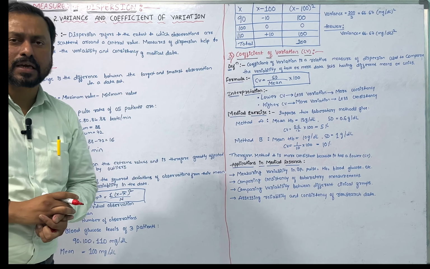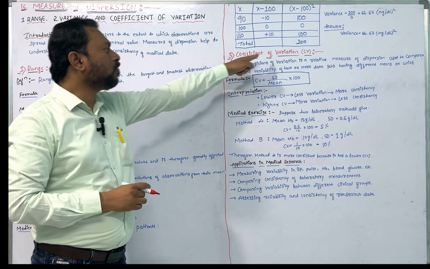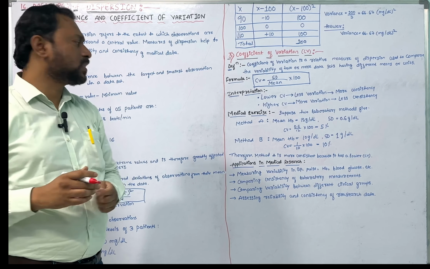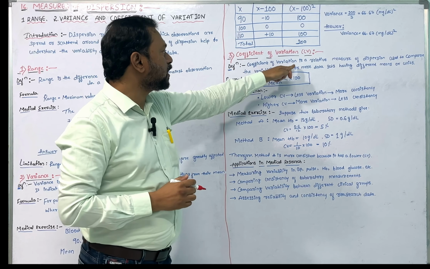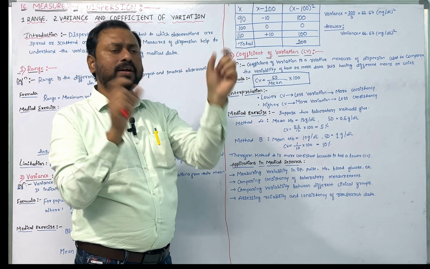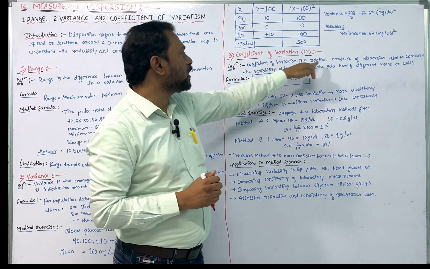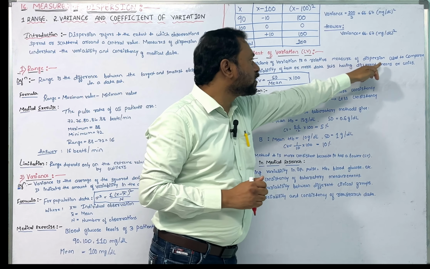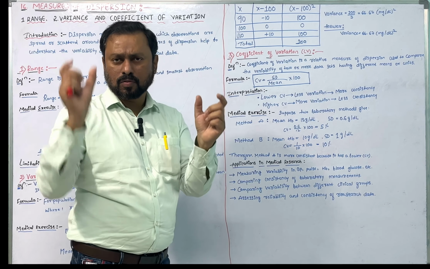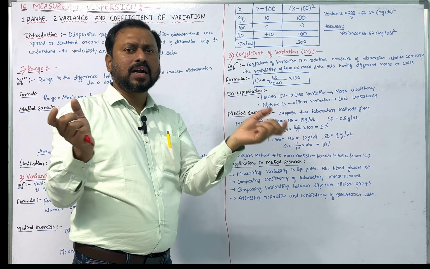Now the third topic is the coefficient of variation. Coefficient of variation means comparing the variability of two data sets. The coefficient of variation is relative. Relative means relating to one another. Here the coefficient of variation is a relative measure of dispersion used to compare the variability of two or more data sets.